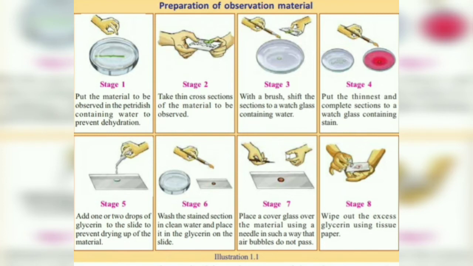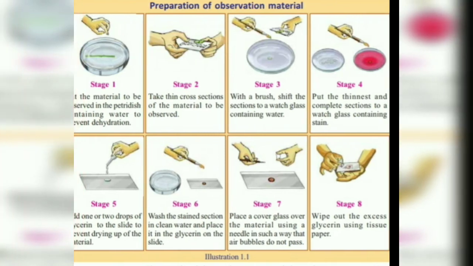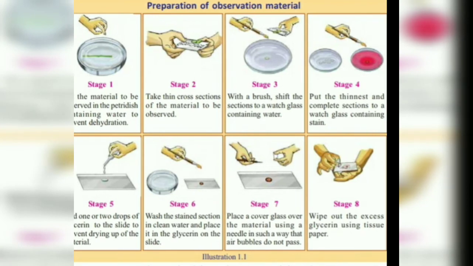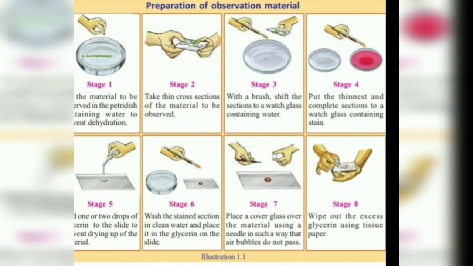Stage 4. Put the thinnest and complete sections to a watch glass containing stain. Stage 5. Add 1 or 2 drops of glycerin to the slide to prevent drying up of the material. Wash the stained section in clean water and place it in the glycerin on the slide is the stage 6. Stage 7. Place a cover glass over the material using a needle in such a way that air bubbles do not pass. Stage 8. Wipe out the excess glycerin using tissue paper.